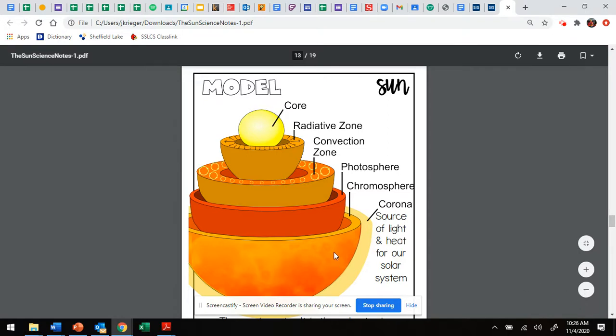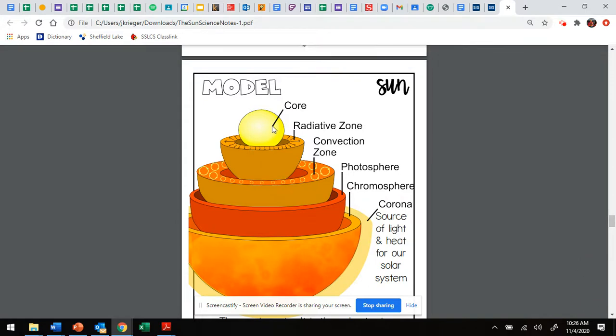Think about this as bowls that are going inside each other. Starting with the center of the sun, we have a core. That's right in the middle. Then the bowl underneath, that means it's outside the core. The layer right outside the core is pronounced radiative zone. Say that out loud. Radiative zone. So that is the layer right outside the center of the core.